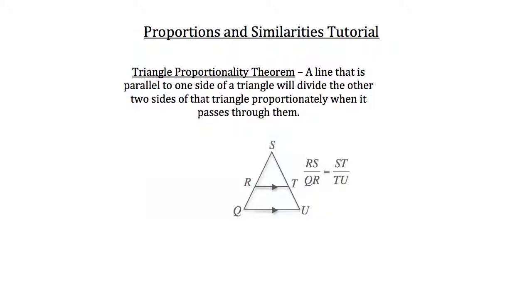If you had a triangle like QSU and a line that's parallel to one side, in this case side QU, pass through that triangle, it's going to divide the other two sides of that triangle proportionally. So it's going to divide SQ and SU proportionally. Doesn't mean that it's going to divide them equally, they're just going to be proportional to each other.